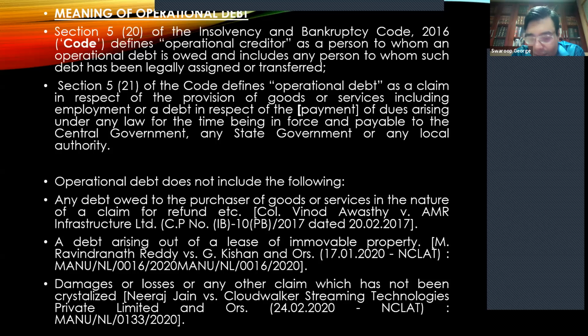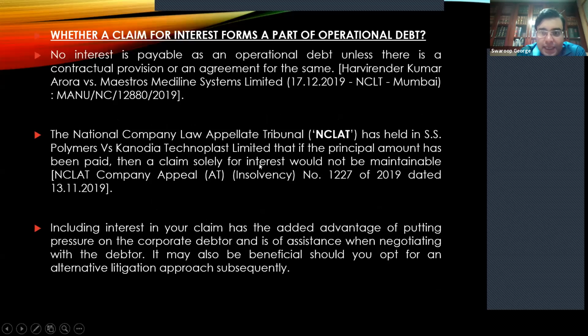So the NCLAT said that the NCLT, in its truncated procedures, cannot go into evidence and cannot examine in detail what will be the actual claim amount due to you. Of course, if the buyer has taken over possession of the goods and you raised invoices and the invoice has not been paid, these are crystallized debts and you can go under Section 9. Now, another aspect that needs to be considered is whether interest forms a part of the operational debt.